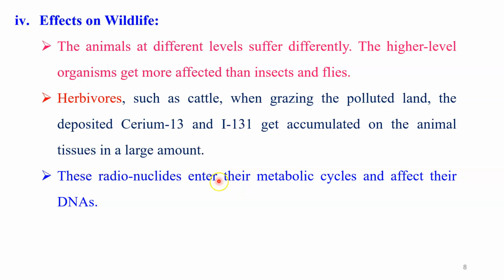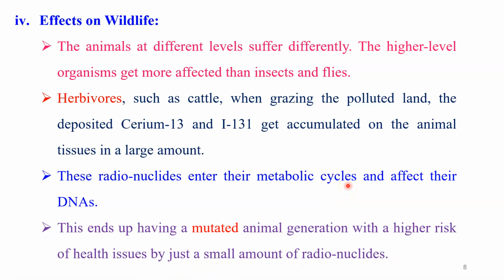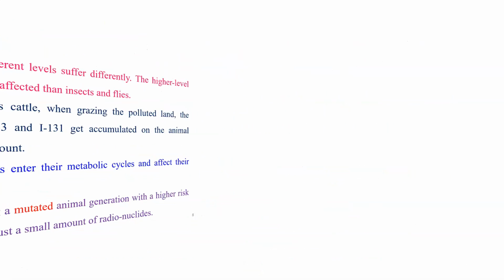These radionuclides enter their metabolic cycle and affect their DNA. This ends up producing mutated animal generations with a higher risk of health issues from just a small amount of radionuclides. That is very important to observe with respect to wild animals.